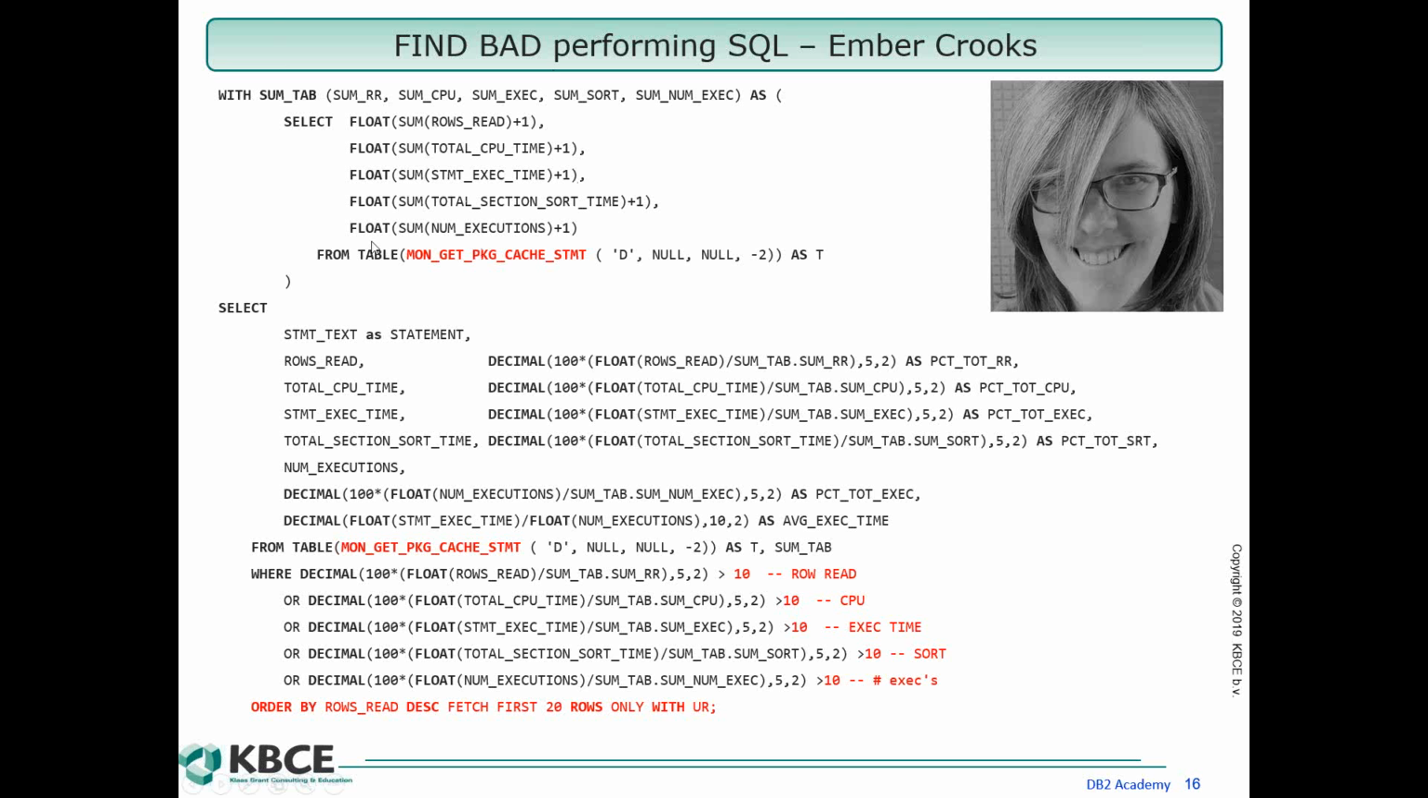But what happens here is at the top, we get the totals, and then with the totals, we go back into the package cache, and we are looking for the top 20 SQL statements, which are either reading too much or are taking too much CPU or are very long in the execution time or have a lot of time in the sort, et cetera, or have been executed a lot. So we're taking the ones which are the problem ones. For instance, if you have an SQL statement, a mosquito, which is being used a lot, then it might come up as being one of these at the bottom here, where the number of executions is very high. And so that is something we really would like to look into.